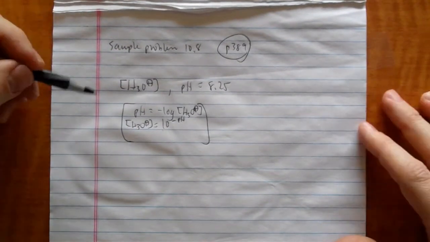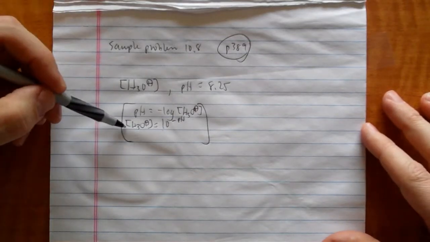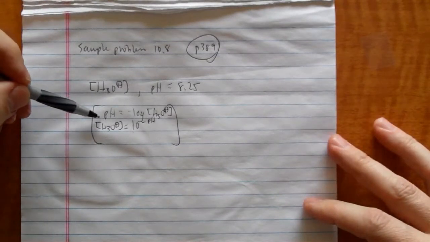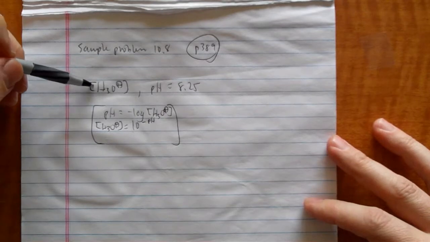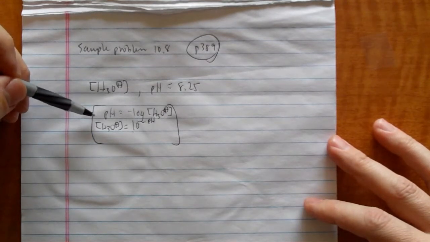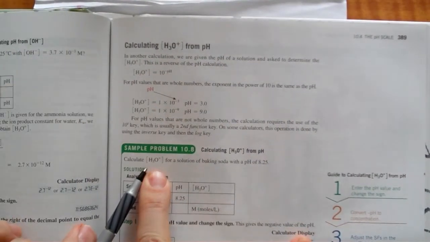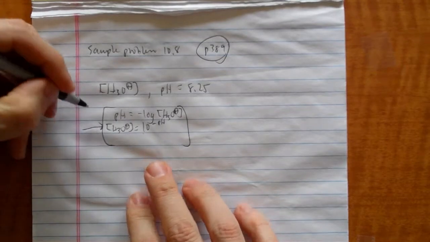All right, and I write these down. When I see a problem like this, I oftentimes don't know which one I want to use, so I automatically write both of them down. And knowing that, I look back at the question. It says calculate the hydronium ion concentration for a solution of baking soda with a pH of blank. All right, so I'm going to need this equation, it looks like.